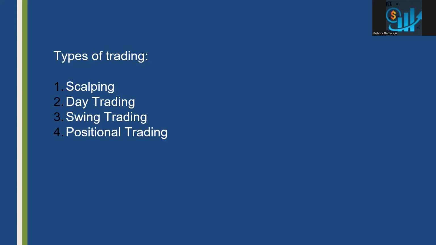Then the third type is swing trading, where you can use a time frame like 1 hour candle. That means every candle represents 1 hour of price action, or what happened in that 1 hour. How much it went up, how much it went down, what is the open, what is the close, what is the high, what is the low in that 1 hour. So we mainly go with 1 hour candles if you want to do swing trading.